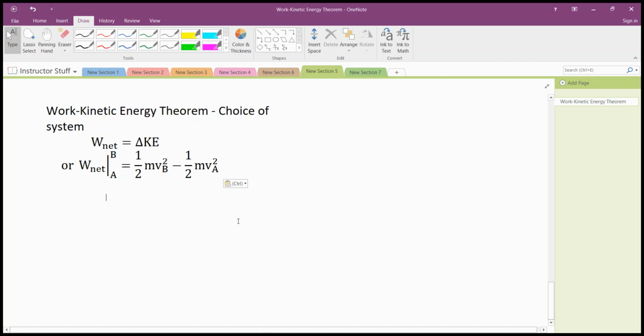Let us now consider how the choice of system affects how we apply the work kinetic energy theorem, so that way we can solve problems in a practical way.